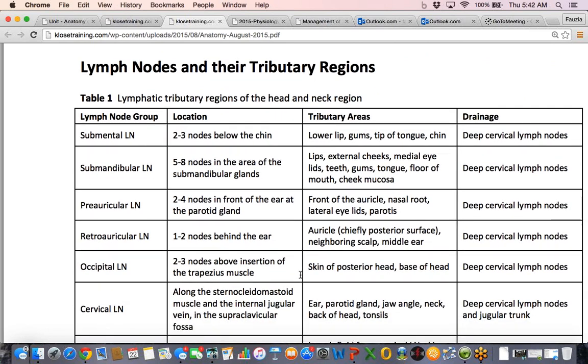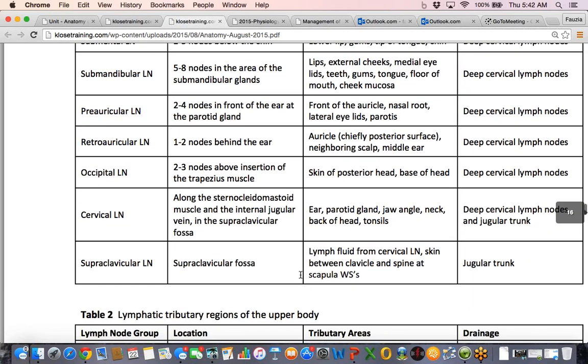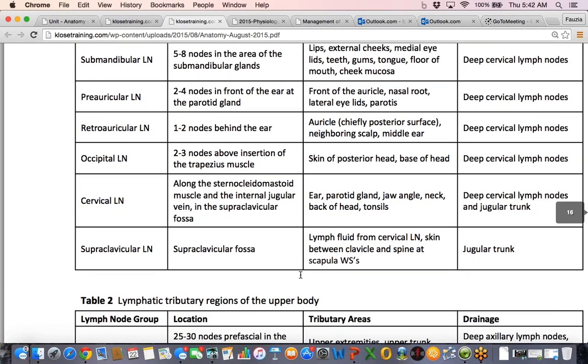These charts that are in your handouts are very specific. They talk about where the lymph nodes are and the tributary regions, or the area that those lymph nodes are going to work on draining fluid. So you can look at these prior to when we meet in Nairobi.